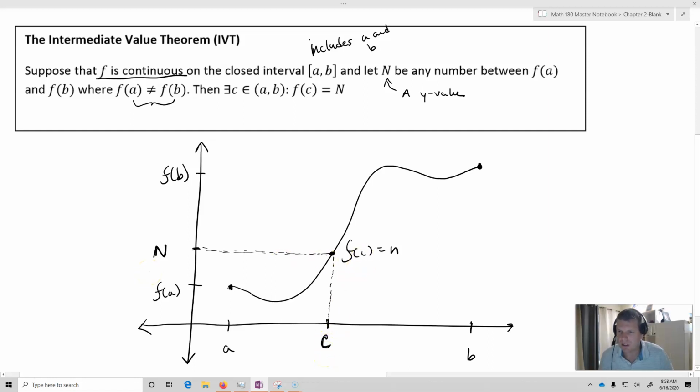There's going to be some c that'll do that. Okay, there will be some c that'll do that. So let's take a look at how this actually gets used.